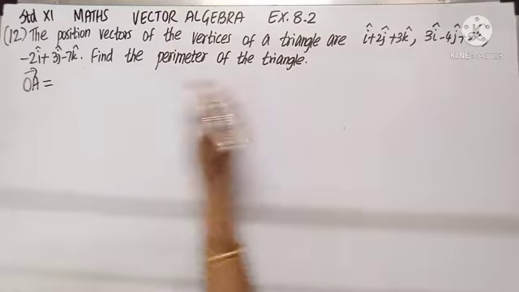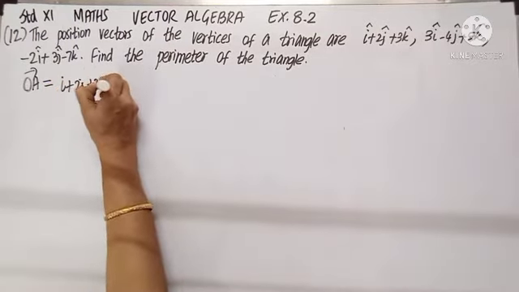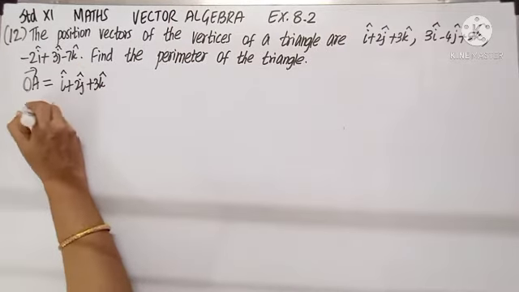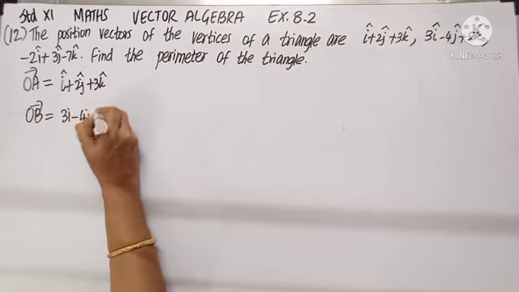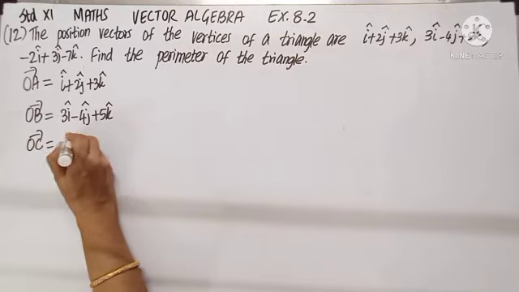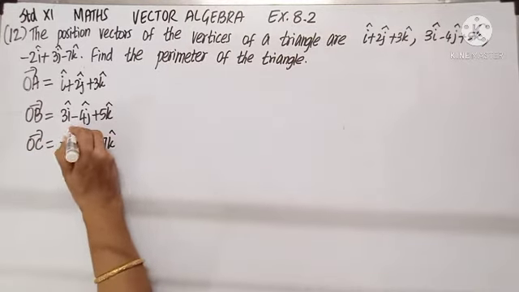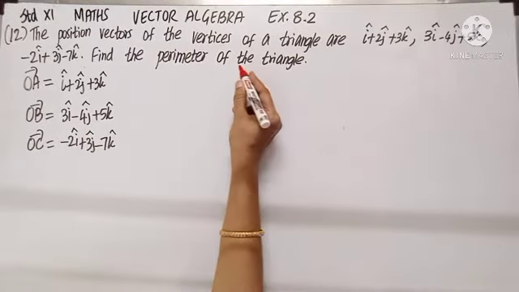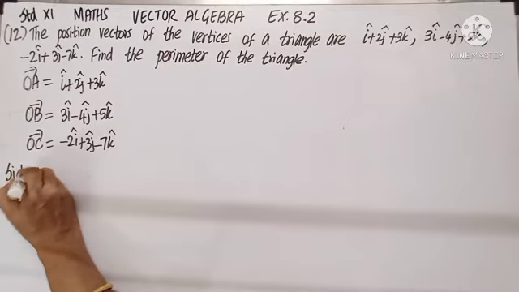So what is OA? As I read out from the problem, it is i plus 2j plus 3k. And what is OB vector? It is 3i minus 4j plus 5k. And what is OC vector? It is minus 2i plus 3j minus 7k. To find the perimeter, we need the sides. So first side, let me calculate.